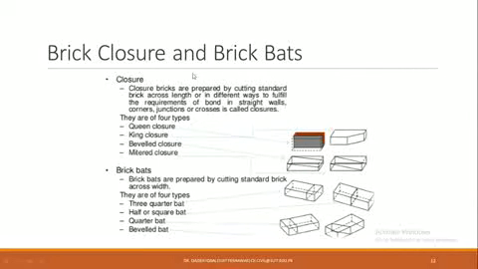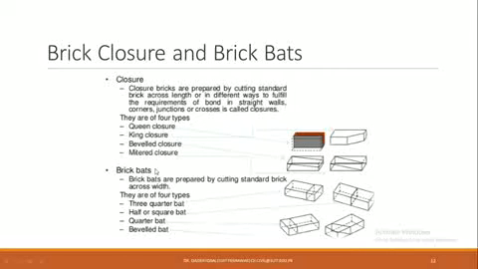Brick closure and brick beds. What is a brick closure? A brick closure is the portion of the brick which is obtained by cutting the brick across the length. There are four types of closure: queen closure, king closure, beveled closure, and mitered closure. All these types of closure have also been shown here.